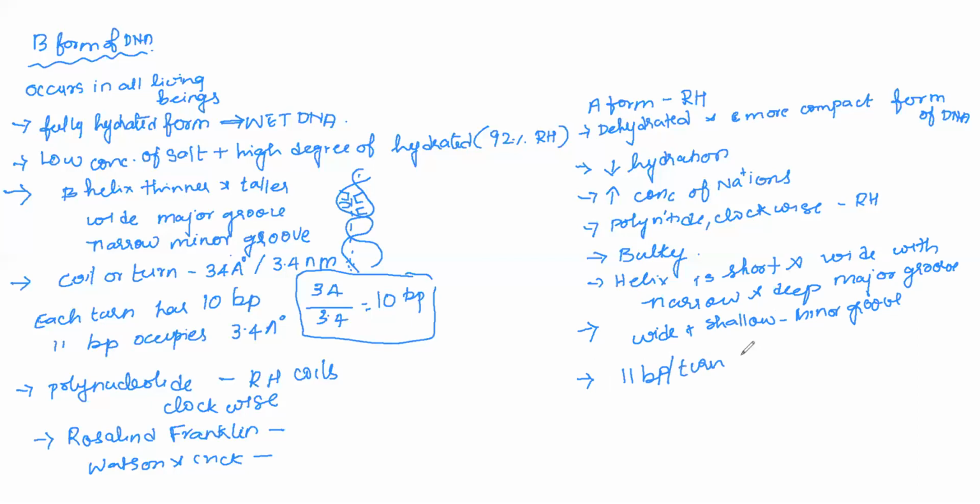Okay, and the diameter is 23 Angstrom, and the distance between the base pairs is 2.7 Angstrom instead of 3.4 in B form of DNA.